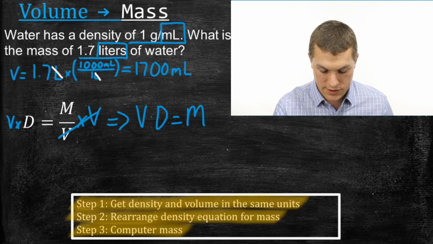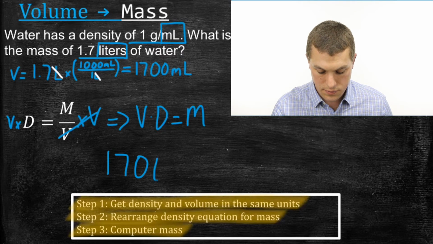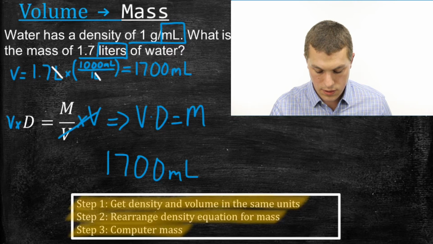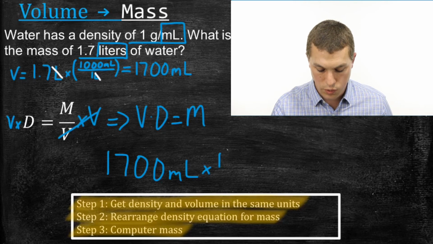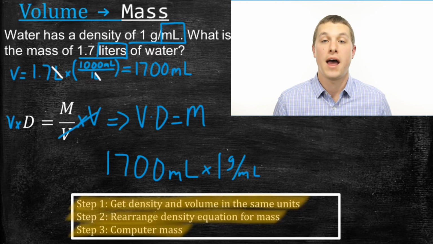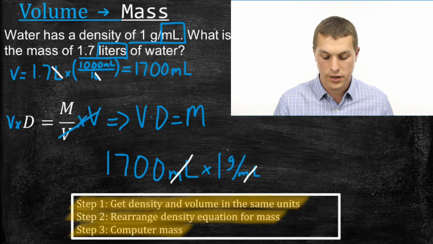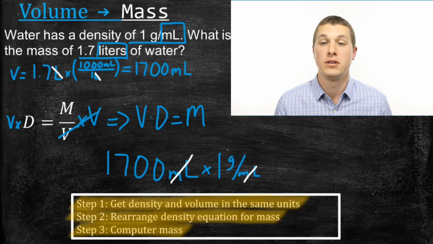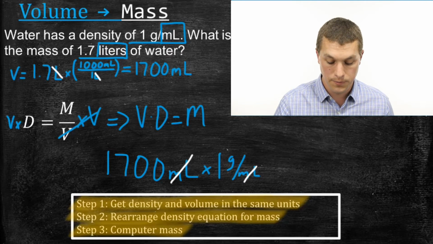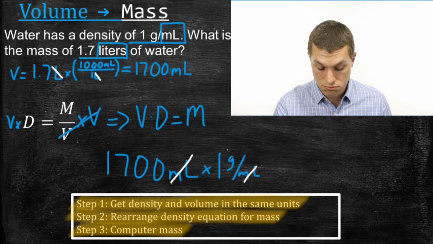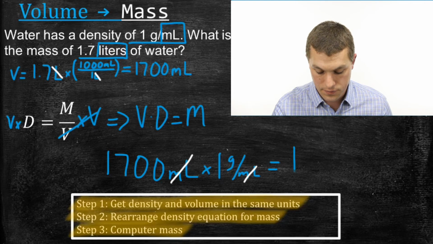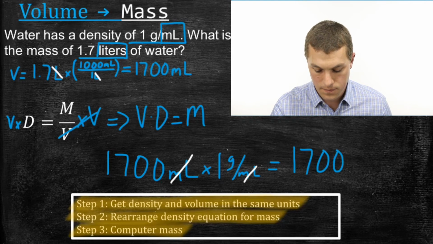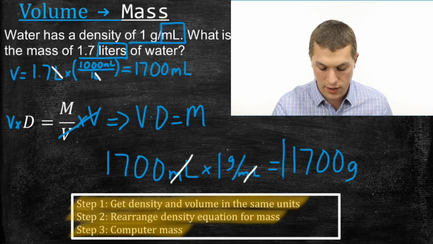So our volume, remember, is 1,700 milliliters. And we're going to multiply that by our density, which is 1 gram per milliliter. And you can see here that our units cancel out. So if you ever get to this point of the problem and your units aren't canceling out, then it suggests maybe you haven't done your algebraic rearrangements correctly. So 1,700 times 1 just gives us 1,700 grams. And that's the final answer to our problem.